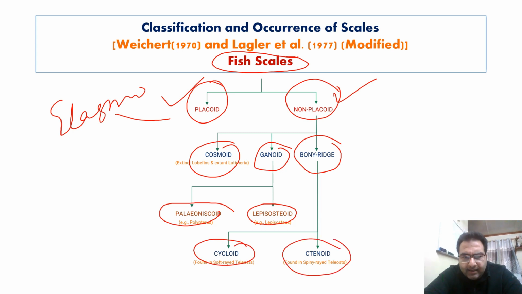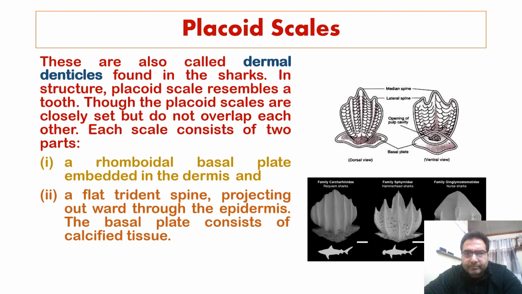The cycloid scales are found in the soft-rayed teleosts. And then we have the ctenoid scale. It is found in the spiny-rayed teleosts, which we shall be elaborating on just after a few moments. First of all, we shall be talking about the placoid scales.